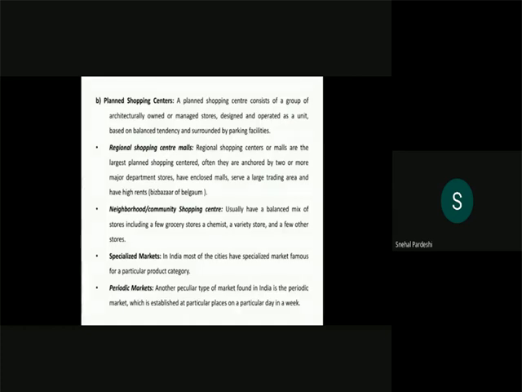Then we have community shopping centers, or neighborhood shopping centers. Compared to the previous unplanned one, this has a very balanced mix of stores, with some variety stores, maybe a chemist, or grocery stores, very small stores covering that particular small area. It is planned, and they decide what type of stores should be included, catering to almost all the needs of the customers residing in the surrounding location.